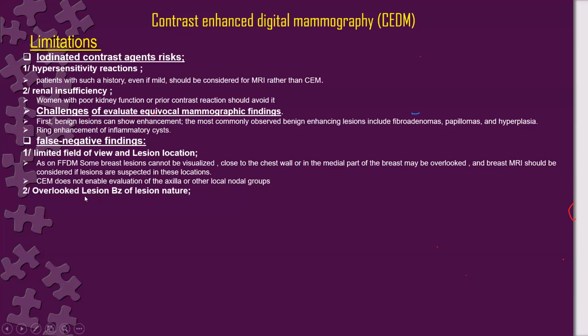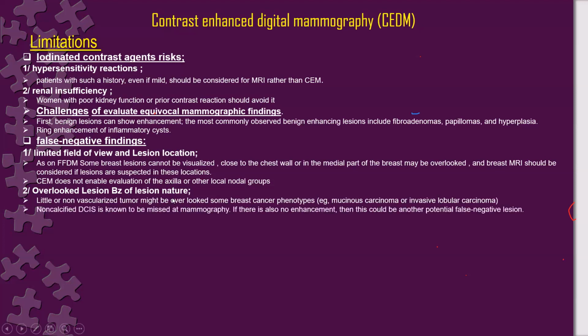Also, some of the lesions can be overlooked because of their nature, like mucinous cancer might not be enhanced, or some types of lobular carcinoma and non-calcified DCIS. We said non-calcified because if it is not calcified, it will not be seen in the low energy image, and it might not be enhanced, so it will also not be seen in the recombined image, and can be missed and give false negative results, and might be overlooked also on MRI.